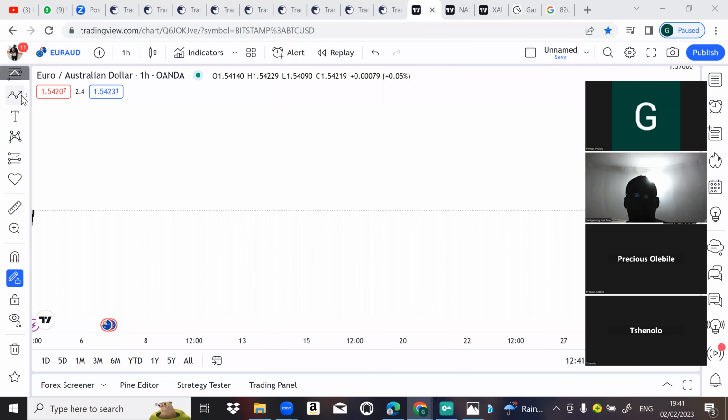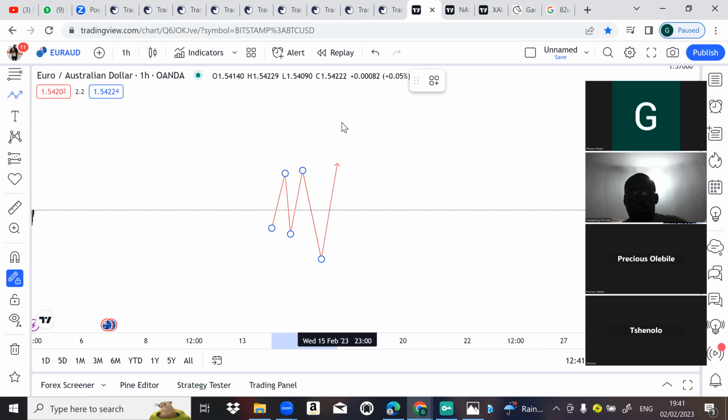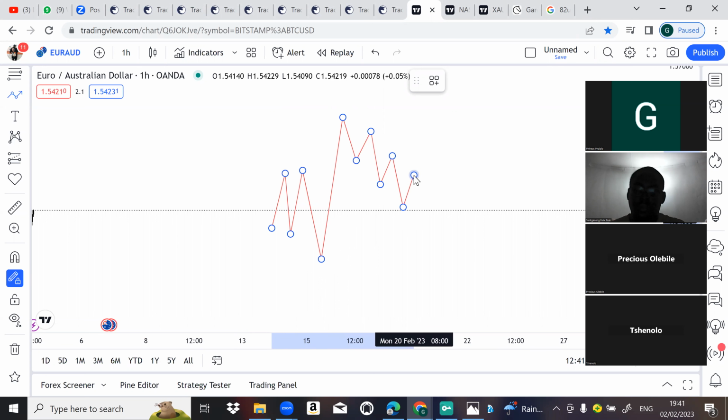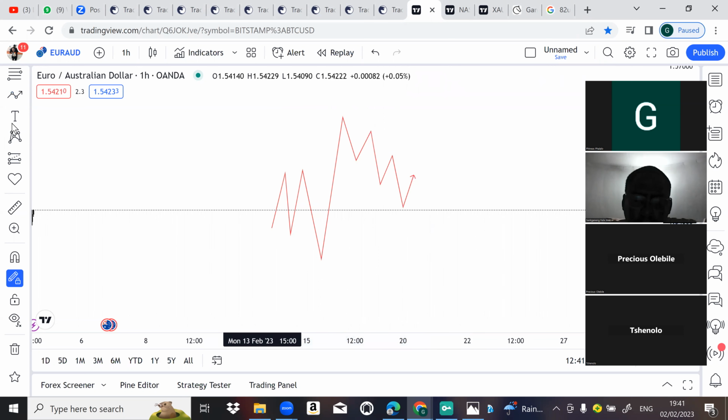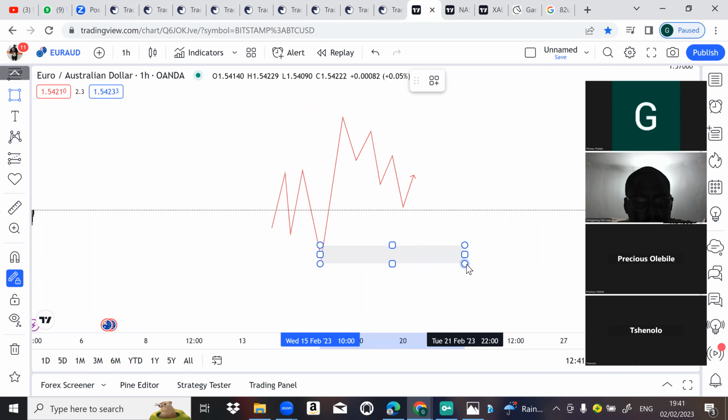So we have setup number 1. We have 1, then 2, then 3: liquidity grab, break of structure, and then return to order block. So when you are analyzing the market and you realize this pattern is forming, the first thing that you have to do is to identify your order block.